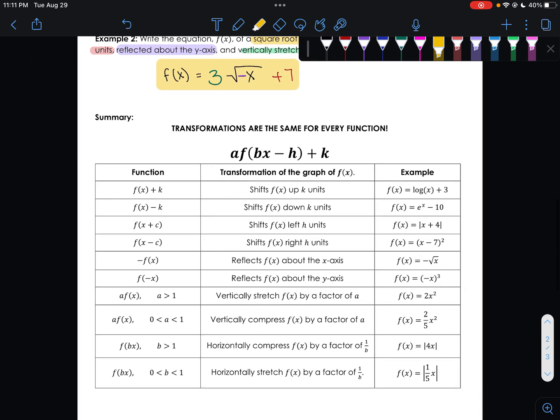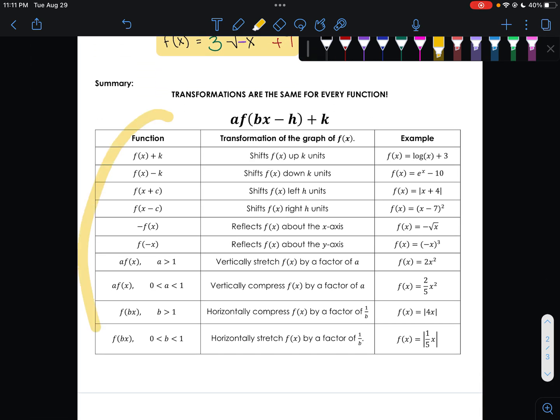So at the end, you have your summary. It gives you the function notation, it gives you the transformations that happen, and then an example with different types of functions of each transformation. So these transformations are going to work for every single function we talk about. So please make sure you keep referring to this page and you don't lose it.